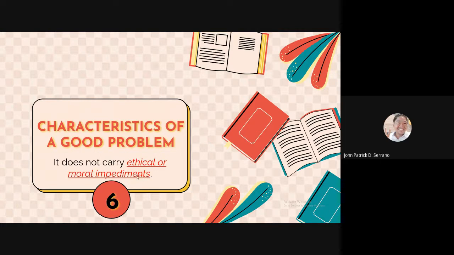Ang objective ng research para makatulong. Merong problema, susolusyonan mo yung problema na yun. The purpose of research is not to resolve more problems. Hindi po siya ganon. So, when there are ethical or moral impediments, wrong, very wrong yan. Hindi po natin pwedeng gawan ng research sa mga yan.